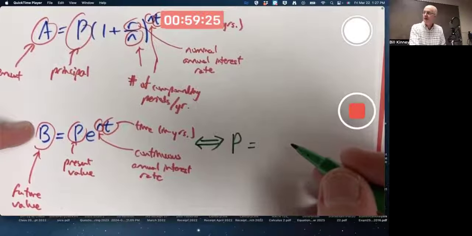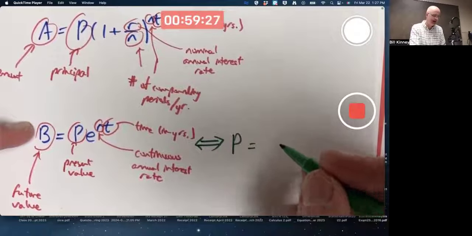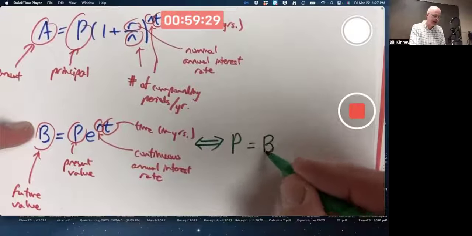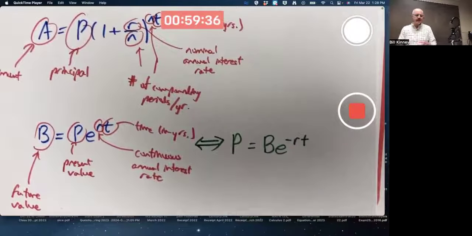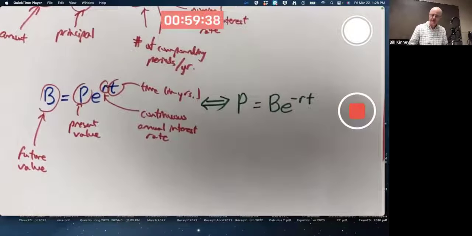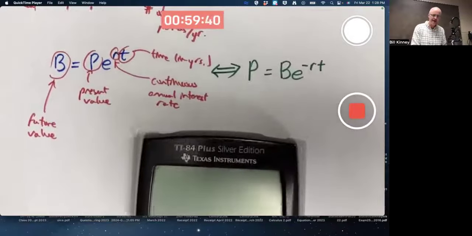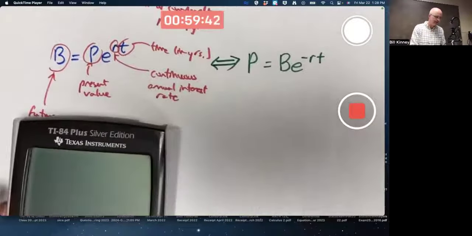Same as multiplying both sides by e to the negative RT. I can write P equals B e to the negative RT power. And yes, this equation can be used for specific bank accounts. Let's imagine doing a couple examples.